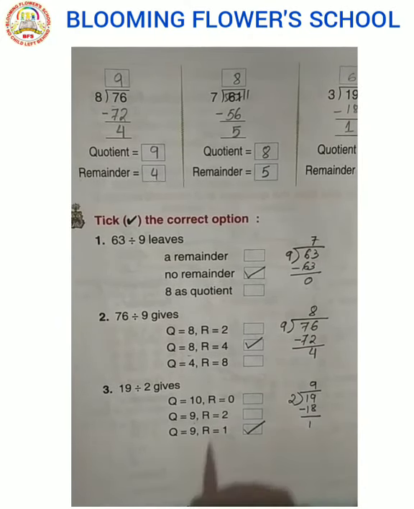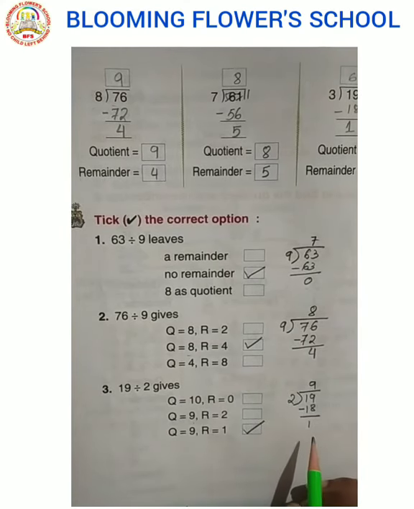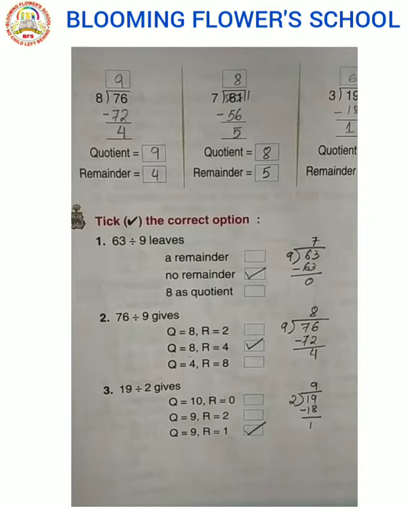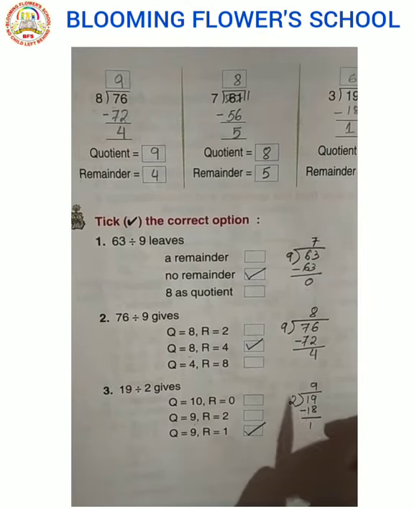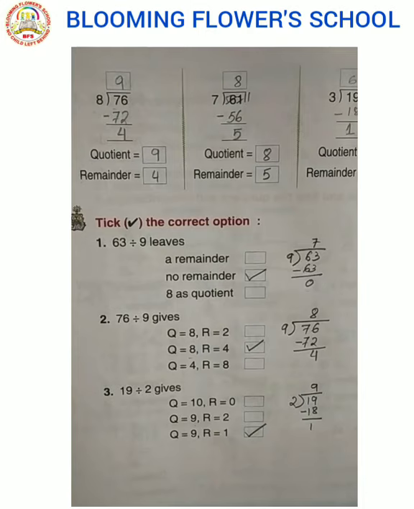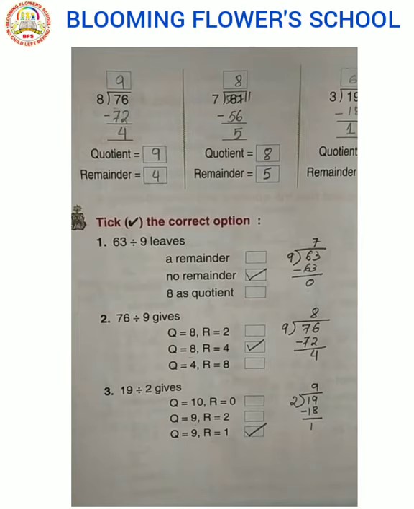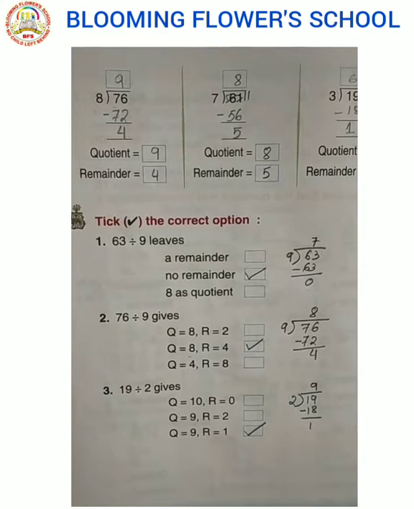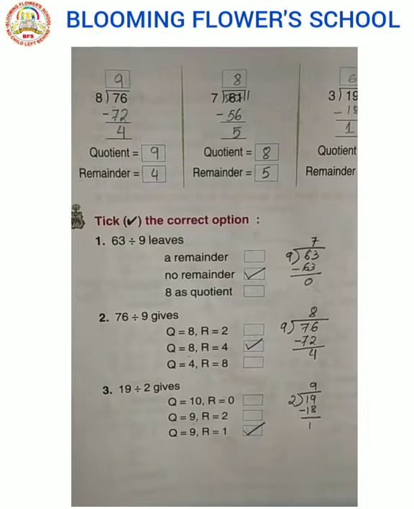Understand, children? Without doing the division, it is not possible to find out what the correct answer should be. For that, children, we have done the division here. So children, today we have finished lesson number 6 completely. That is, we completed divisions. We have learned the divisions, how to do them with remainder, without remainder, and the different terms of division. We have learned all these things today. Okay, children?